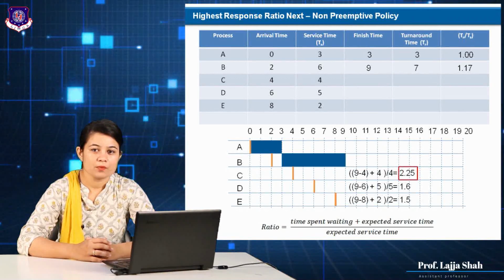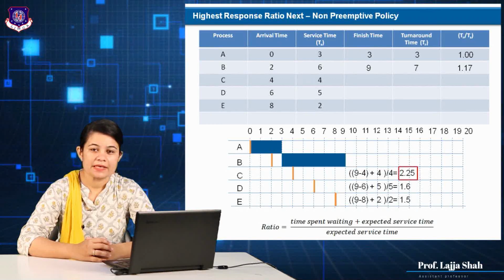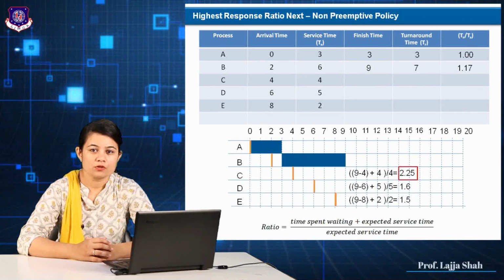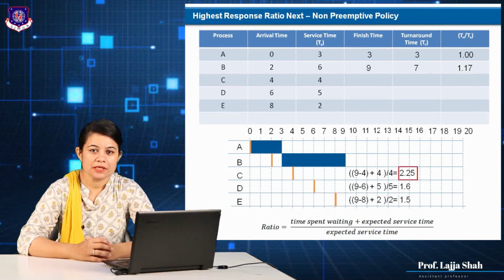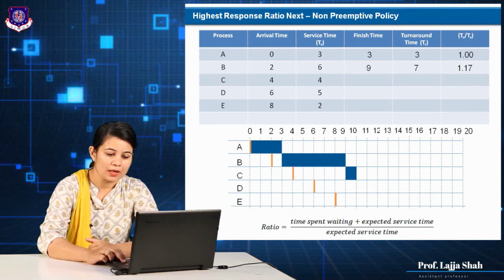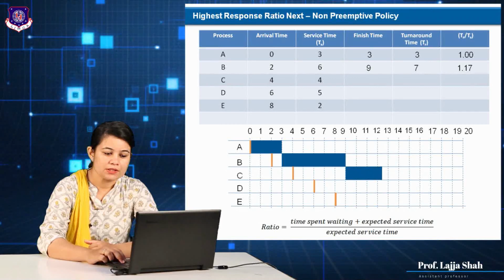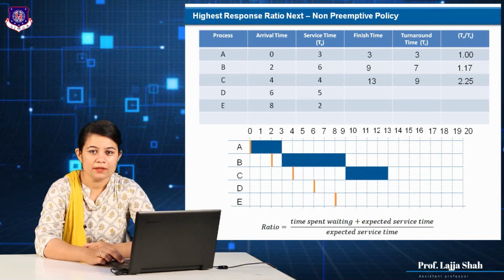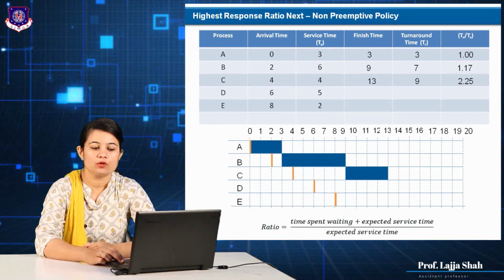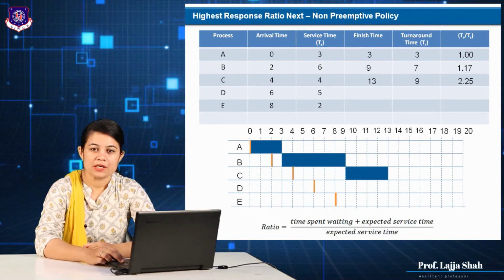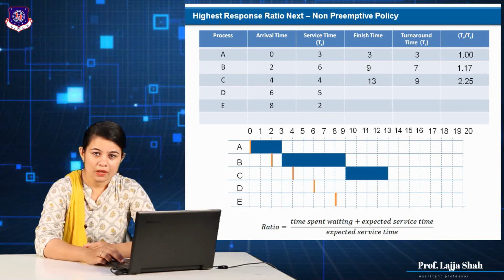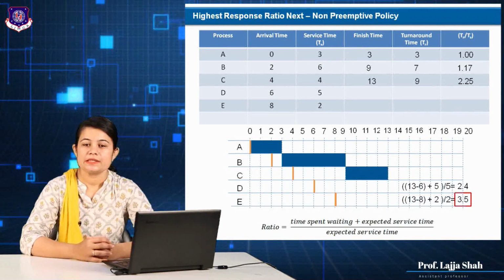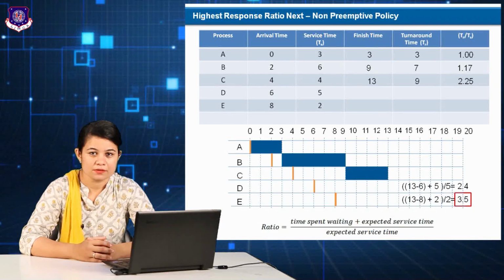Among all the three processes, process C is having the highest ratio value. So, next process C will be selected for the execution. Process C will be executed for 4 seconds and its value will be calculated, that is finish time, turnaround time and its throughput value. Now the current time is 13 seconds.